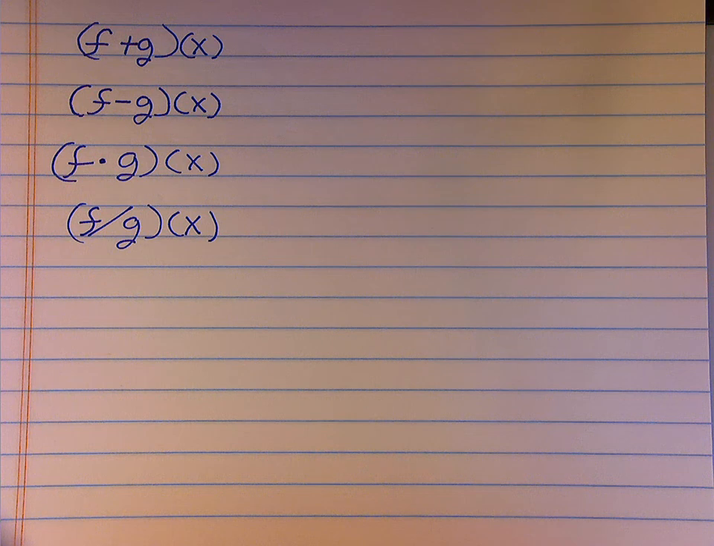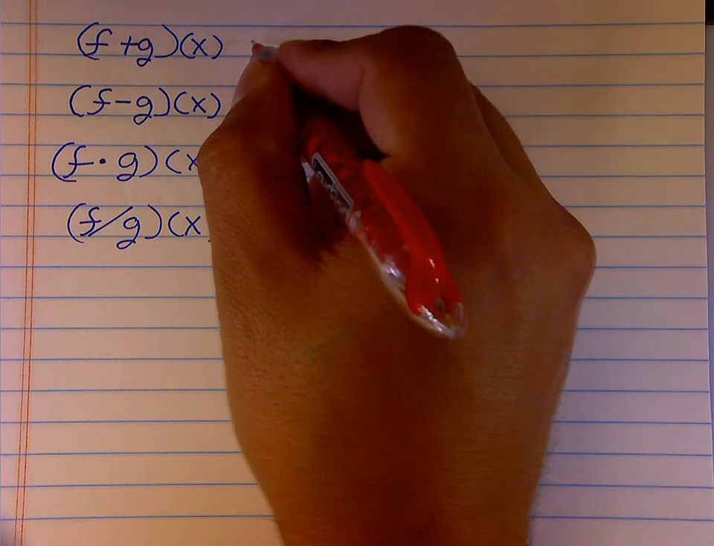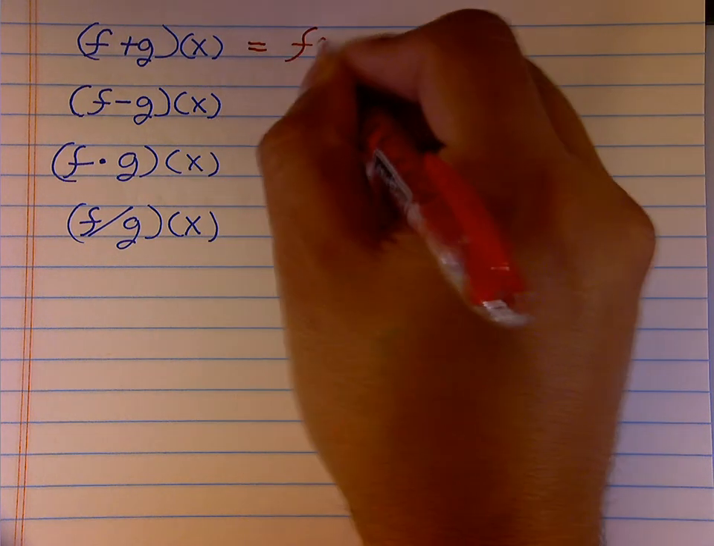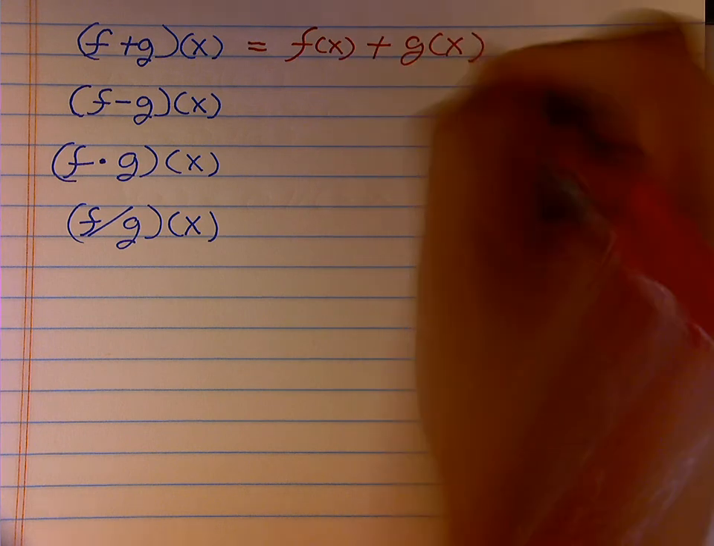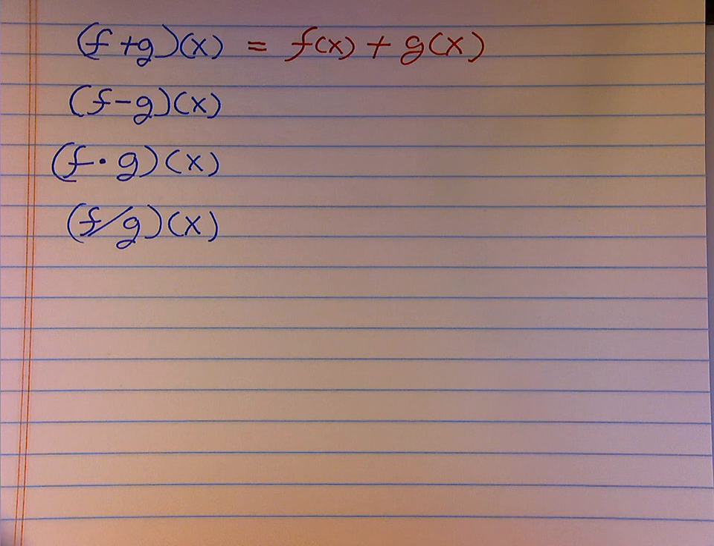Okay, today we're going to learn some new function notation. It's just notation, a different way of writing adding, subtracting, multiplying, and dividing within function notation. The first one, f plus g in parentheses of x, can be rewritten as f of x plus g of x. So really that notation just means add the two functions together.